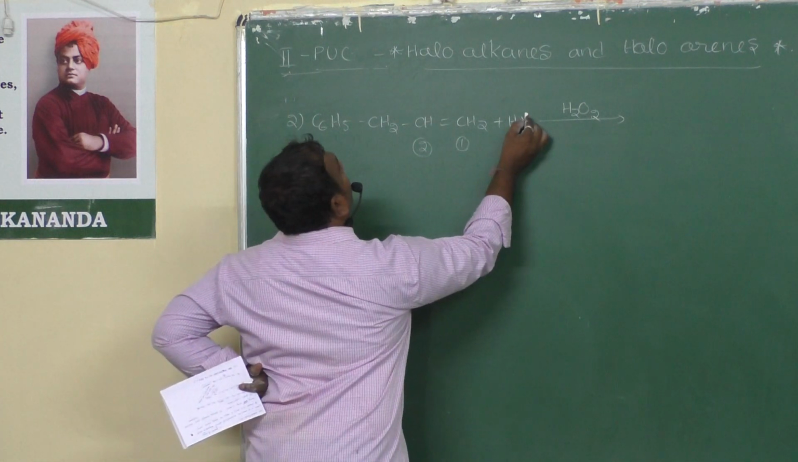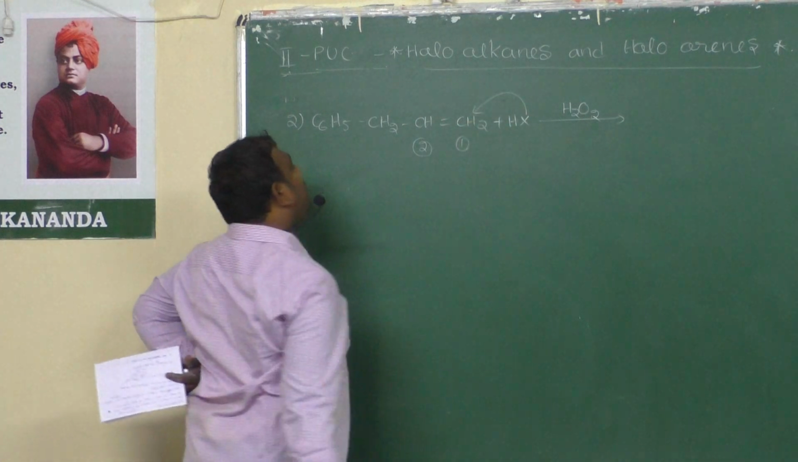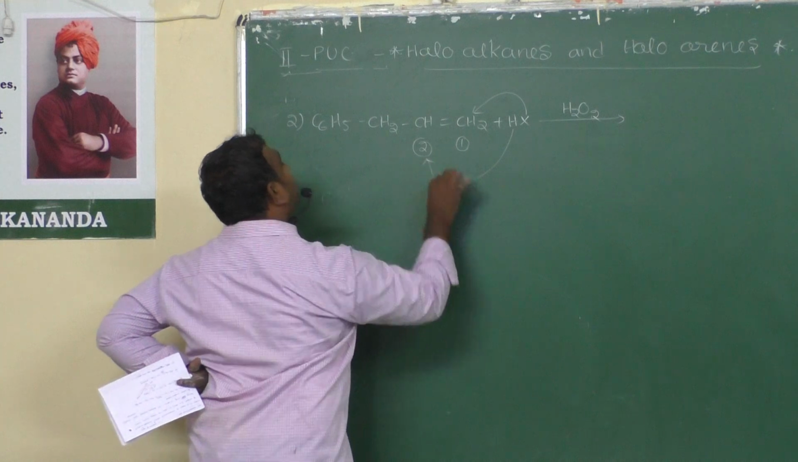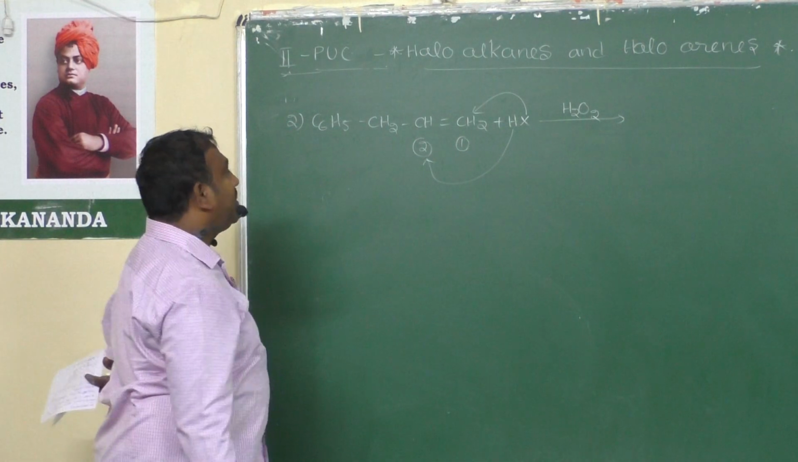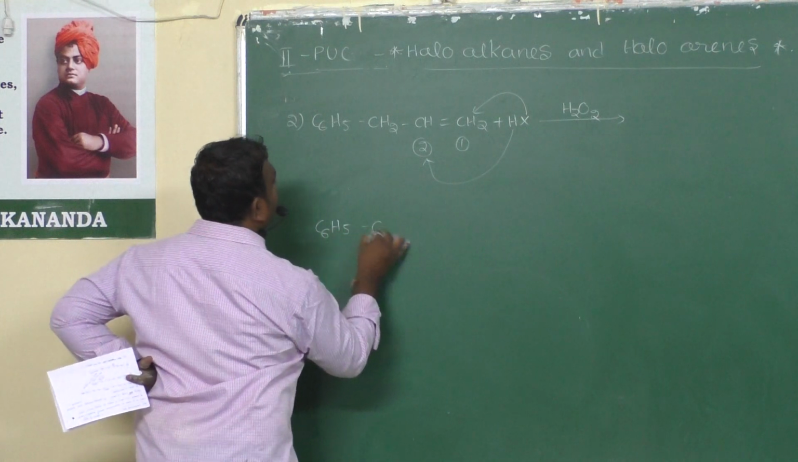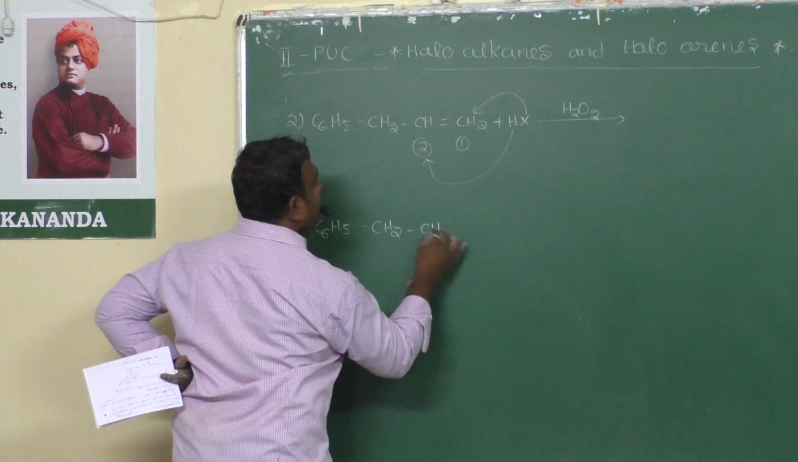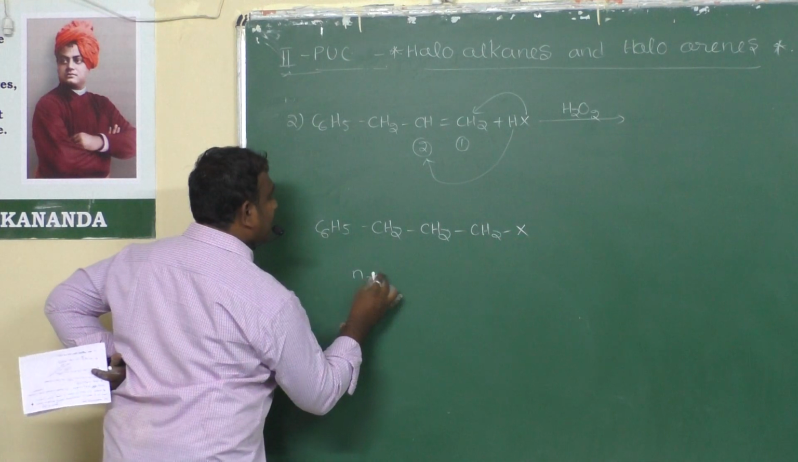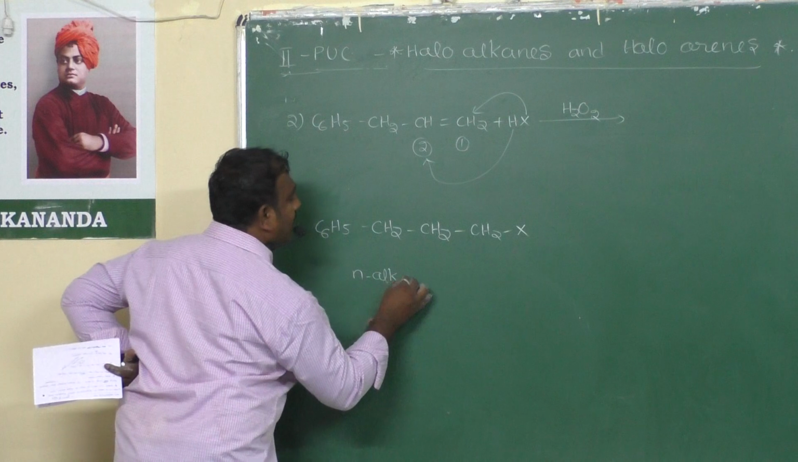So the halogen atom is added to the double bonded carbon having more hydrogens, and the hydrogen atom is added to the double bonded carbon having fewer hydrogen atoms. On adding these two, we will get CH3CH2CH2CH2X. This is an alkyl halide.